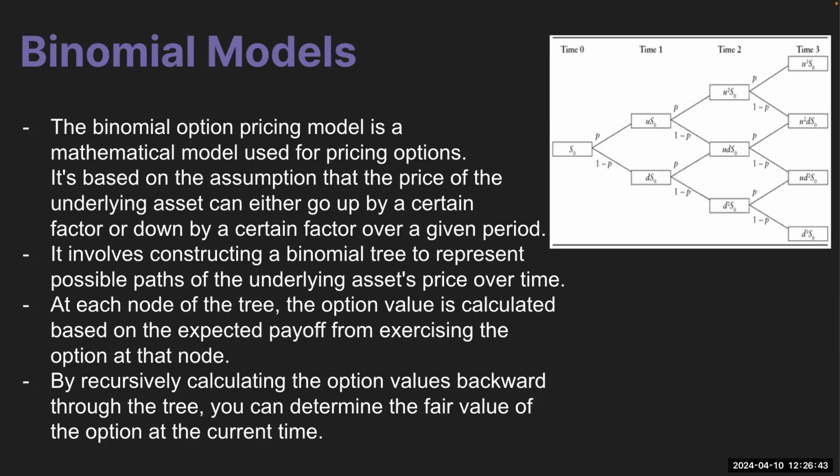So a binomial model is basically a binomial tree, and every node has two directions, which is either the stock price goes up or the stock price goes down. It keeps going down based on the time frame that you decide for the tree nodes. We use the binomial model to price options.